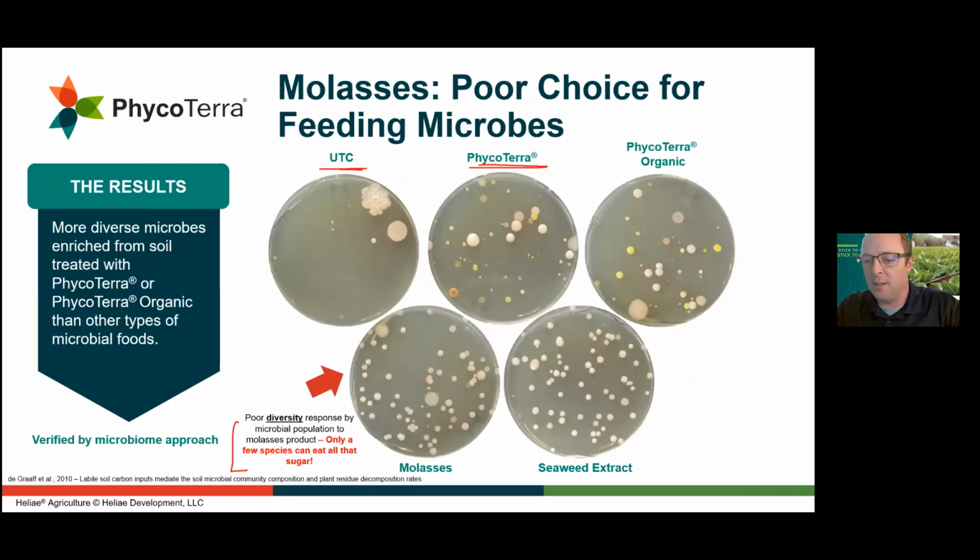So feeding the soil molasses, you get an abundance response from the molasses. It's a food source, but there's only so many things that can eat all that sugar you're putting in the system. When you feed that soil microbiome the PhycoTerra, by comparison, if you just look at the different colors and you look at the diversity of colors, that's where having that balanced diet, that turkey sandwich, if you will, really has an influence on microbial abundance and diversity.